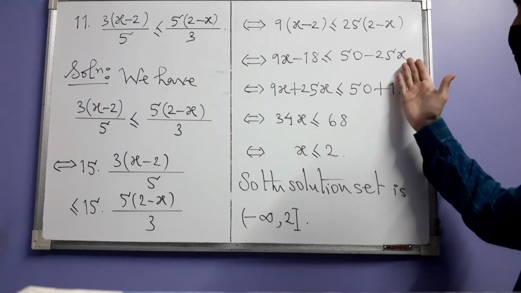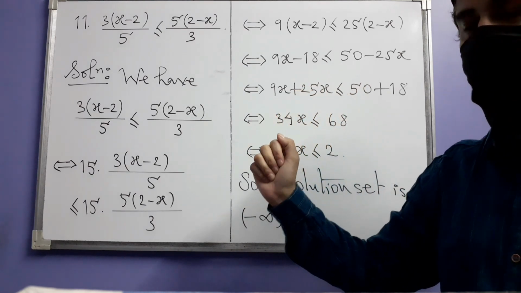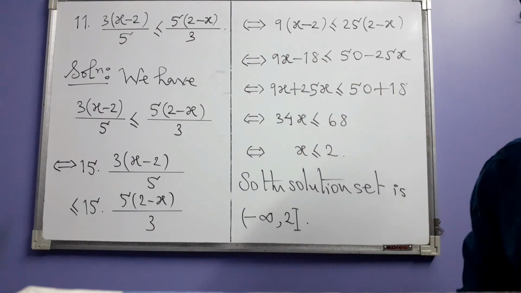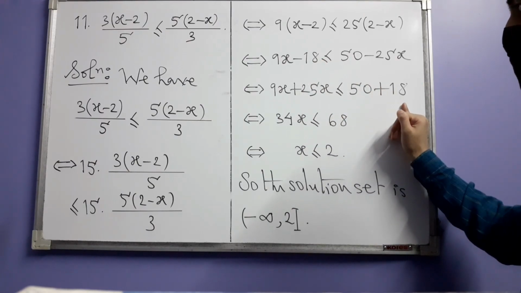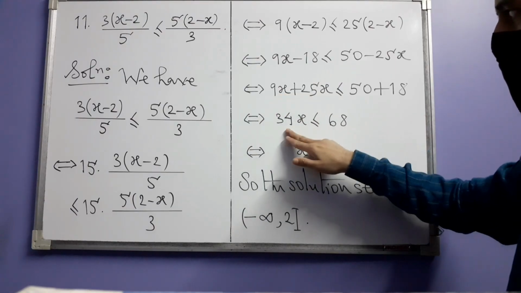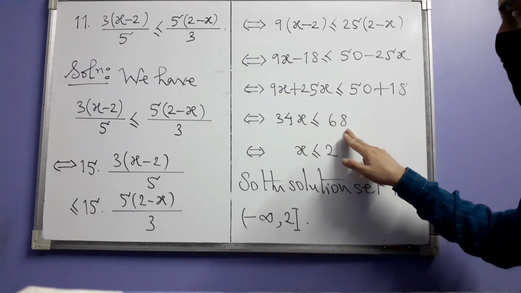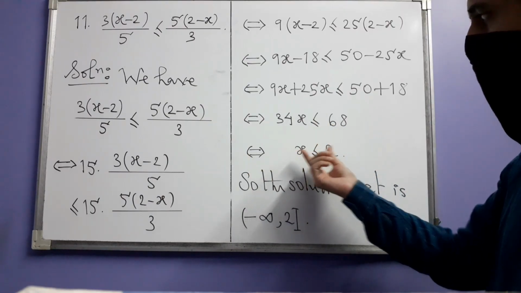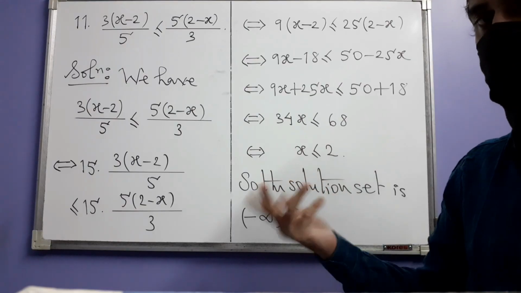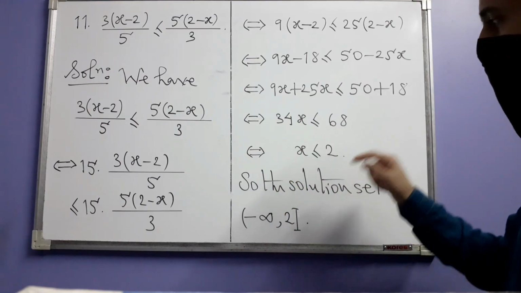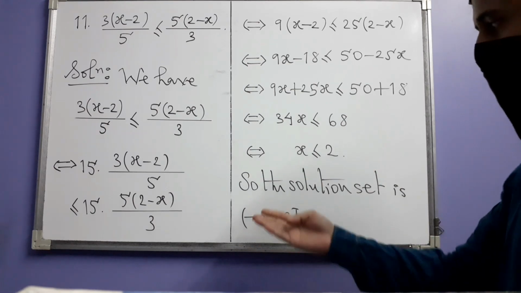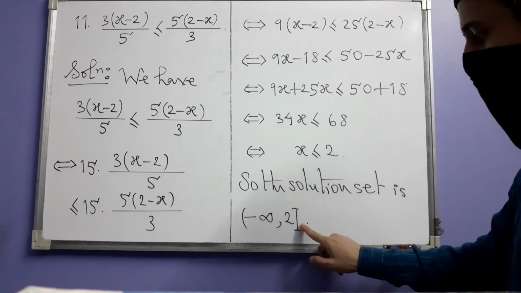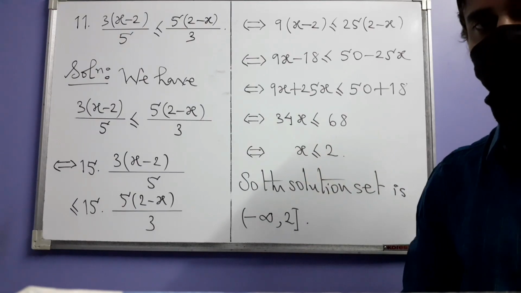And then you add 25x to both sides. That way here you get 9x plus 25x, and simultaneously you add 18 to both sides. That way you get 50 plus 18 on the right hand side. The left hand side becomes 34x and the right hand side becomes 68. And 34 times 2 is 68. So dividing both sides by 34, again which is positive, so it does not affect the inequality, you get x less than or equal to 2. So the solution set is this unbounded interval. On this side it is closed because it is less than or equal to 2. 2 is a solution.